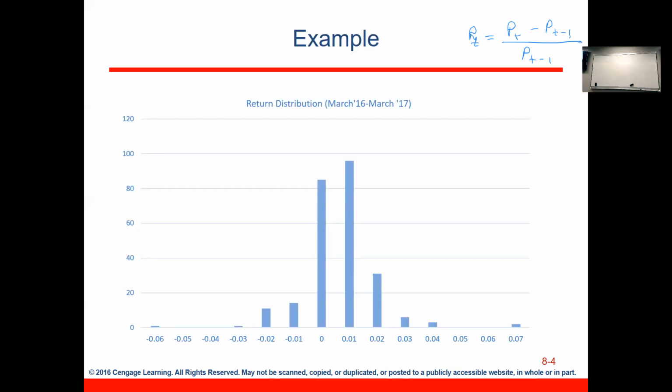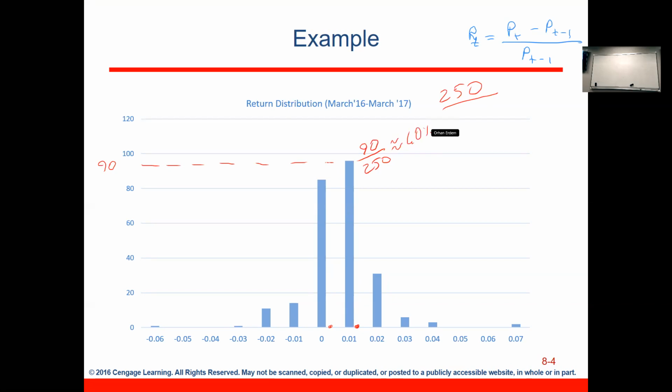There are 250 days. This column, for example, shows that we had almost 90 days. So this shows you the number of days. We had 90 days out of 250 days with return between 0 and 0.01, which means 1%. So 90 out of 250 kind of gives us the probability. It's approximately, more or less, like 40%.